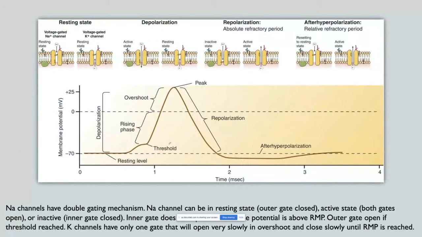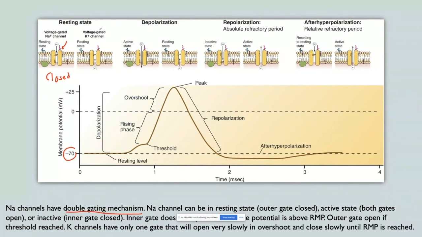This is better understood here. Here we have the resting state. The membrane is at rest, with a membrane potential of minus 70. Notice that the voltage-gated sodium channel is closed. Sodium channels, more specifically, are double-gated channels. They have a double gating mechanism. Notice that here at rest, the sodium channel has the outer gate closed, so sodium cannot go in, but the inner gate is open.